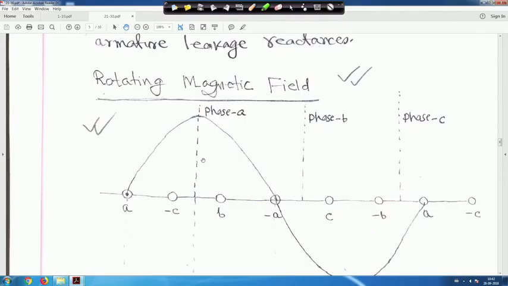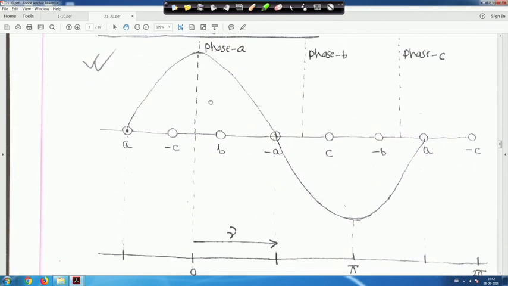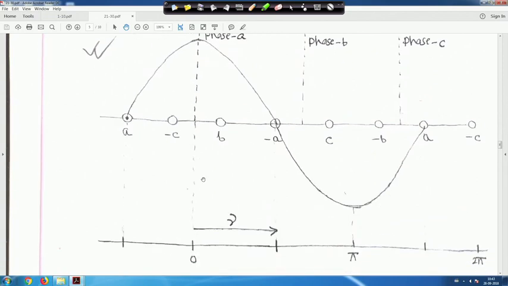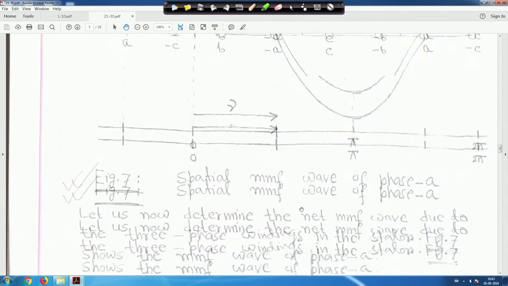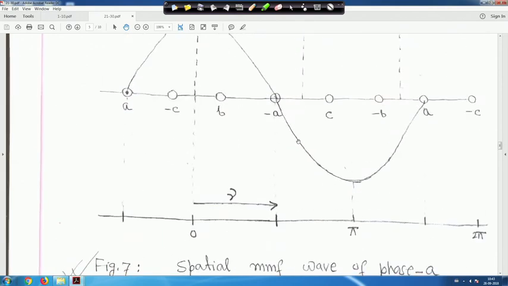And this is the rotating magnetic field. This is phase A. Only phase A is shown, and it is sinusoidal. Similarly for phase B and phase C, and this is from the center. This is the phase A axis, right? This gamma is measured in this direction, right? This is actually the spatial MMF wave of phase A. This is figure 7, right?